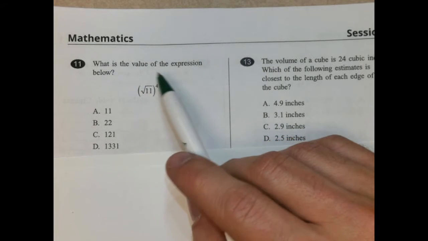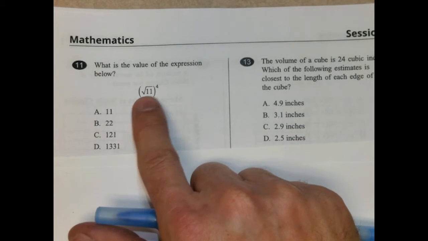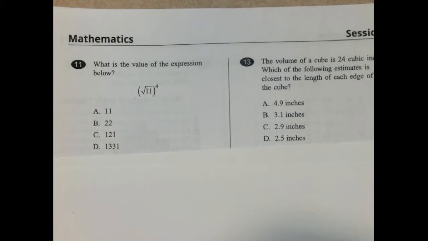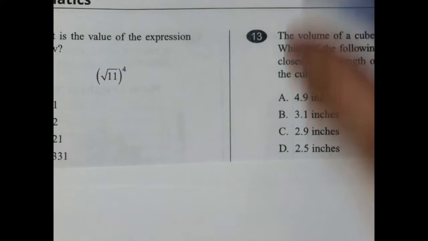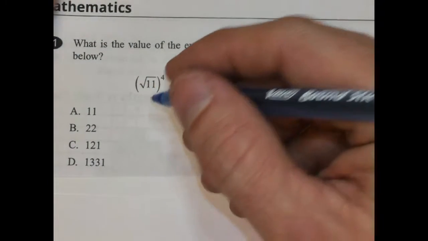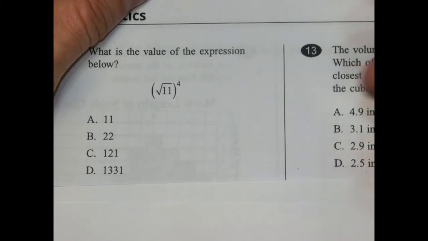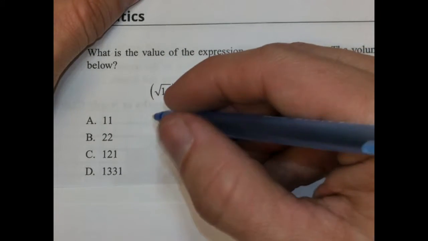So it says, what is the value of the expression below? And we have the square root of 11 in parentheses brought to the fourth power. Let me zoom in here so you see a little better. What I would recommend when you're solving a problem like this is to write it all out. And for the digital test you're going to be taking, you will be given a piece of scrap paper you can write on, or if you have dry erase markers, you can write right on the screen.